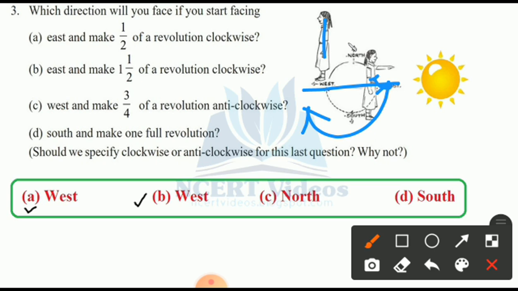1.5. East and make 1.5. One done and the second done. Again a full circle taken. One circle is complete, son. Okay. Then half again. It will be on the west side.